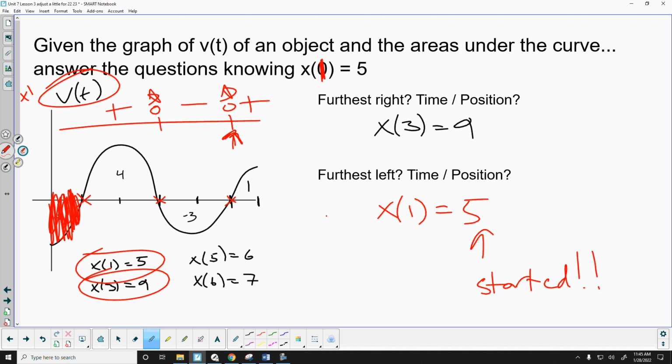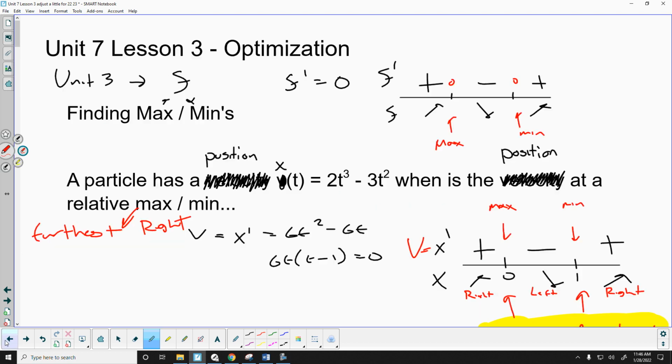So, I'm asking you to find a min, but the min isn't at the location that I thought it would be. The min, from our knowledge of unit 3, usually is occurring when a derivative changes sign from negative to positive, or when I'm going from left to right. But a starting point is a min. Okay? And that's actually the only thing that is new in this lesson.